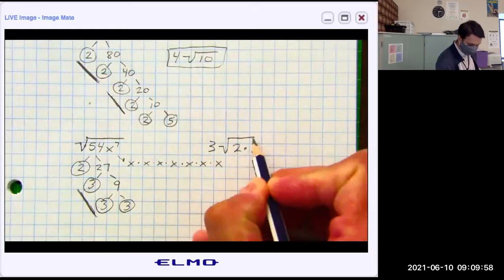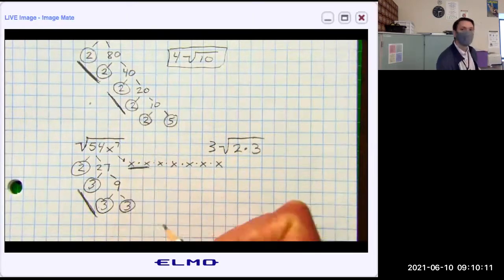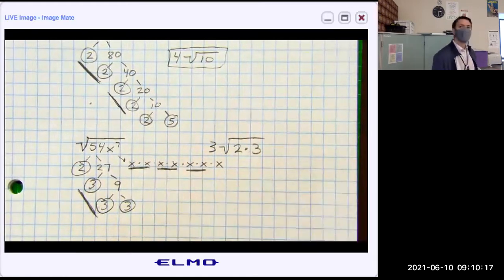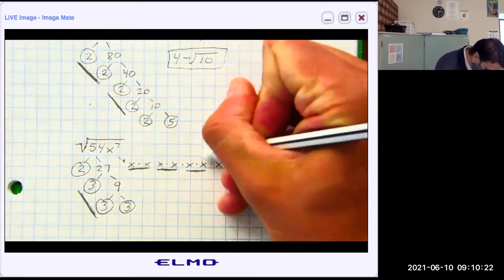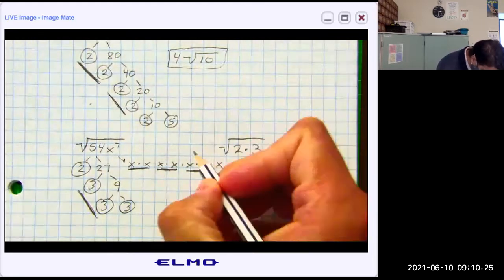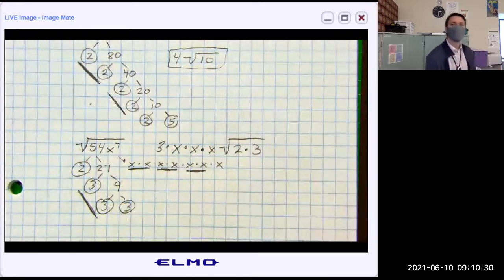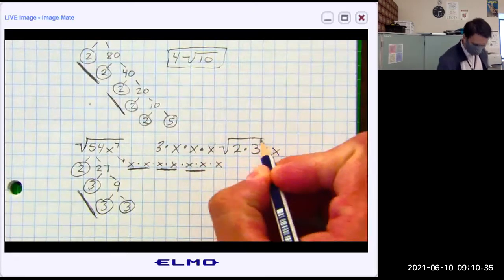Oh, but I also have to deal with the x's this time. And this works the same way when you have a variable inside. If there's a pair of the same variable, then we can take one of them to the outside of the radical. So there's one pair of x's. Here's 2, and here's 3. So on the outside, we not only have the 3, I'm going to erase it and move it over a little bit. We also have 3 x's. And on the inside, we had one x left over, so there's still one x on the inside.